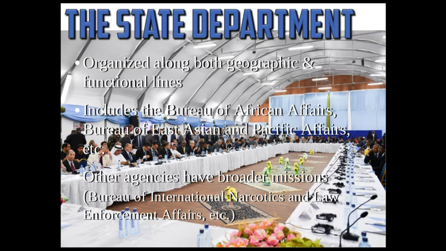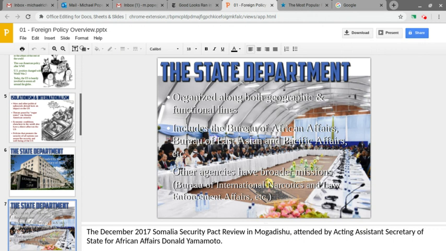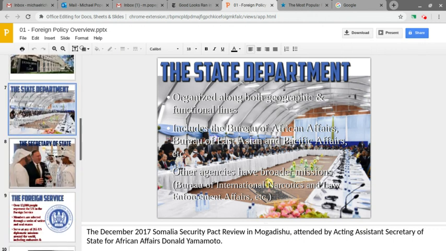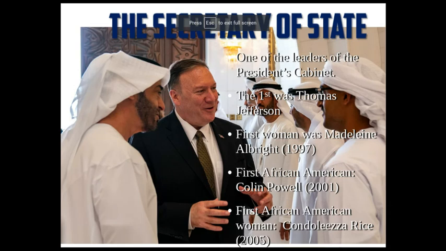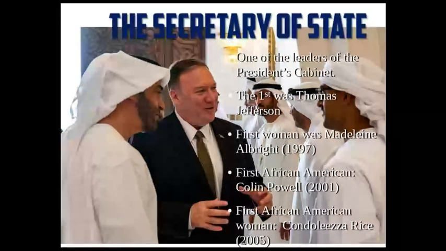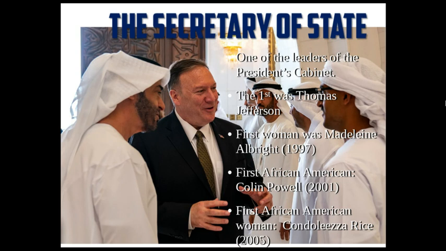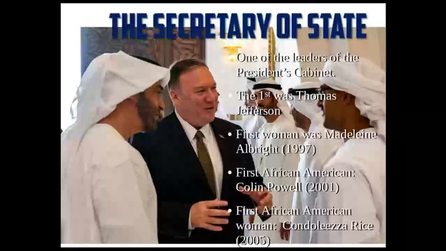international drug trade. But you can see, hopefully, that there are many roles that the U.S. plays, and that really all countries play in helping to hopefully maintain some semblance of peace and order. So the Secretary of State, there he is, big fella. That's Mike Pompeo. The first one was Thomas Jefferson. The first female Secretary of State was a woman named Madeleine Albright.